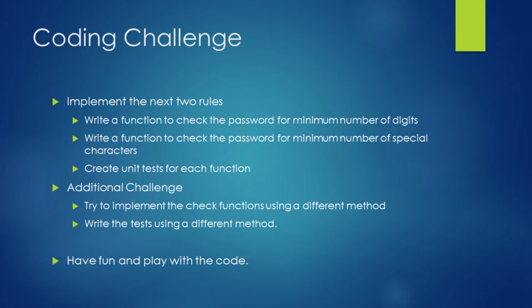Okay, and it's time for another coding challenge. What I'd like you to do for this coding challenge is implement the next two rules, the digits and the special characters, and create unit tests for them. We'll build them ourselves when we come back and have fun with the coding challenge. See what you can do, and if you want to add a little extra challenge to it, make the functions a little bit different. Use a different method for running the tests and running the actual checks. So pause the video here, and I'll see you back in just a moment.